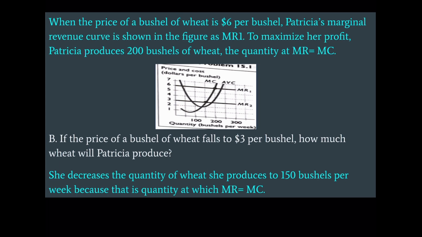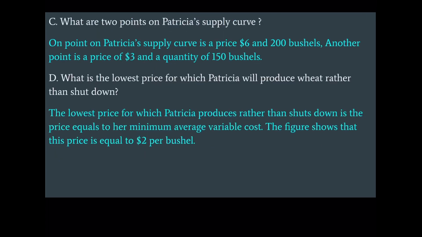If the price of a bushel of wheat falls to $3 per bushel, how much wheat will Patricia produce? She decreases the quantity of wheat she produces to 150 bushels per week because that is the quantity at which MR is equal to MC. What are the 2 points on Patricia's supply curve? One point on Patricia's supply curve is a price of $6 and 200 bushels. Another point is a price of $3 and a quantity of 150 bushels.